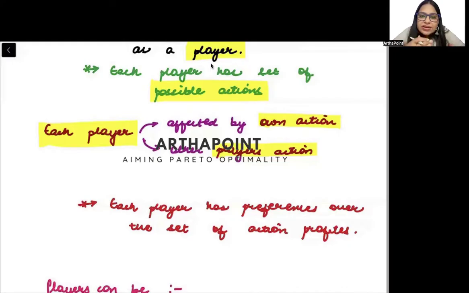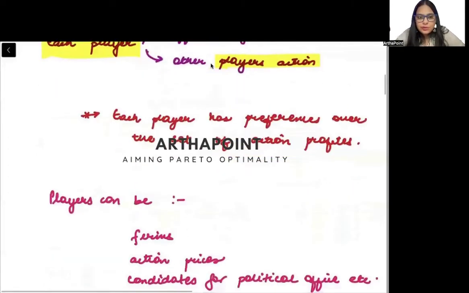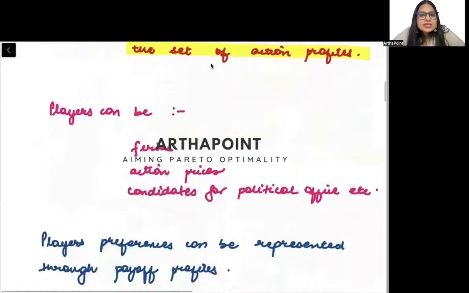So each player's action is going to affect their payoff. But other players' action will also affect your payoff. दूसरे का क्या action रहेगा is also going to go ahead and affect your payoff. So each player has preference over the set of action profiles. I will show you कि preference कैसे बनती है. हाँ. So what is a game finally?